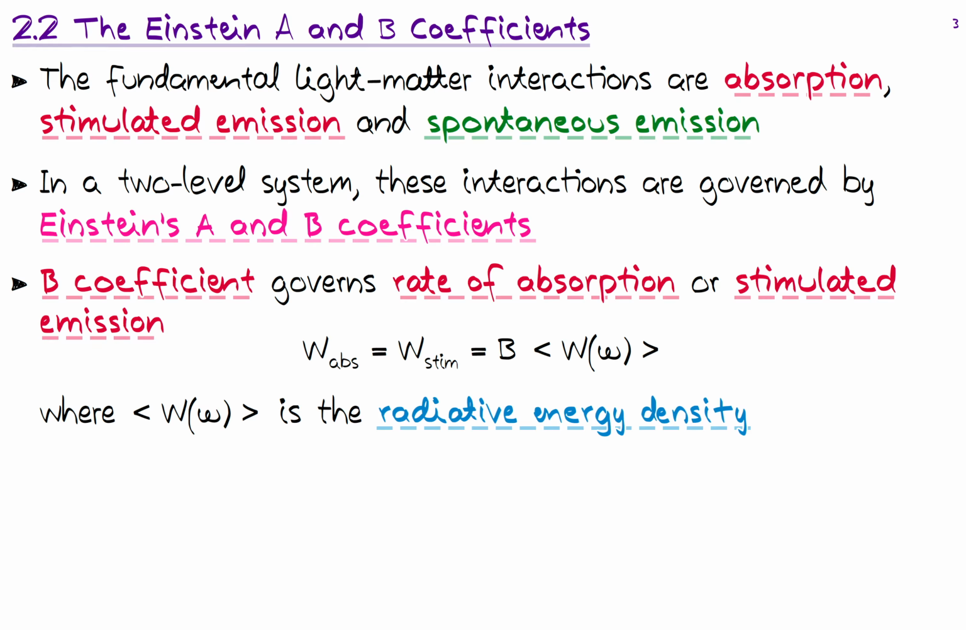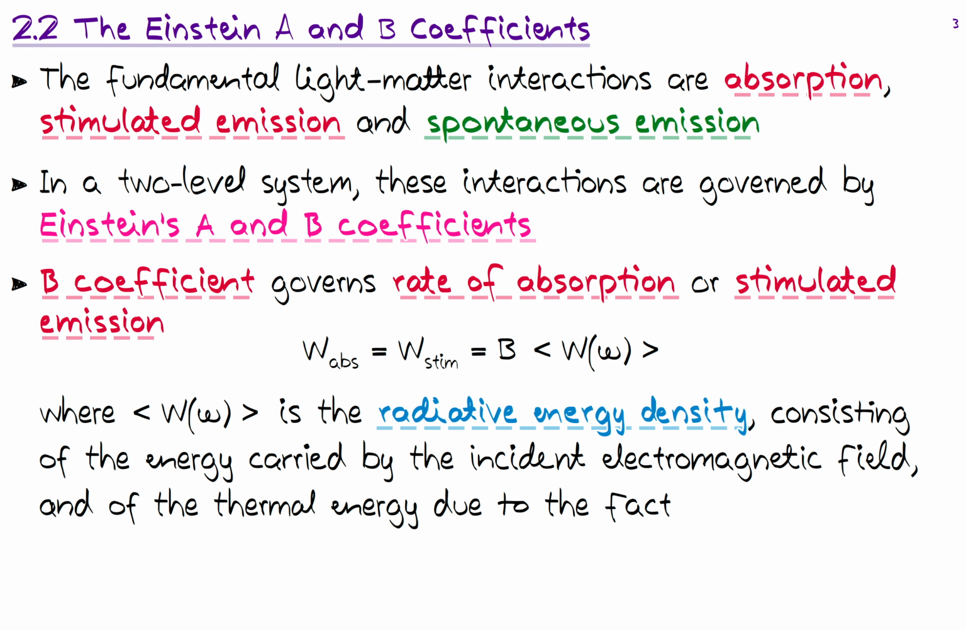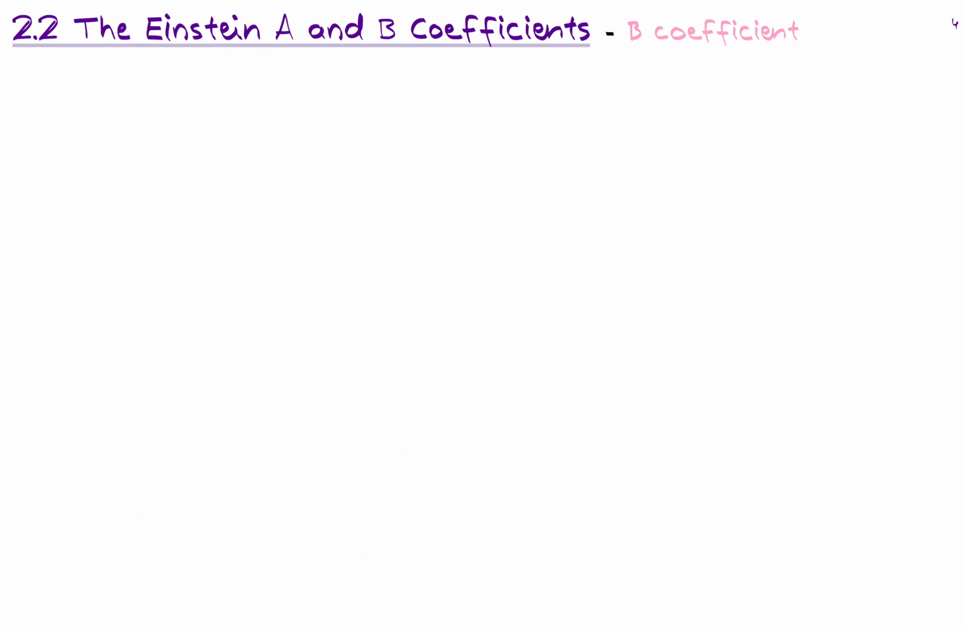Here, this W term inside the brackets is the radiative energy density, essentially consisting of the energy carried by the incident electromagnetic field, that is our pump, and of the thermal energy due to the fact that the atom or the bunch of atoms, the gain medium, is inside an environment at a finite temperature T. That gives rise to a thermal ambient electrodynamic field environment in which the atoms are residing.